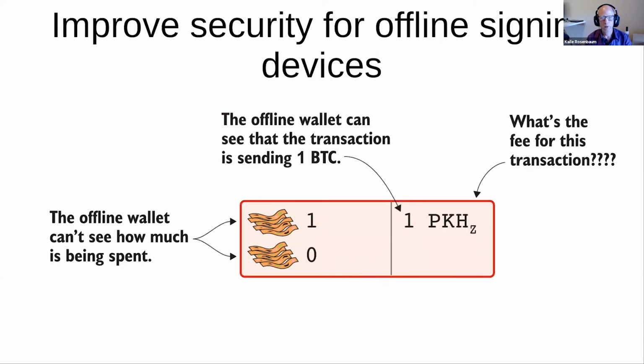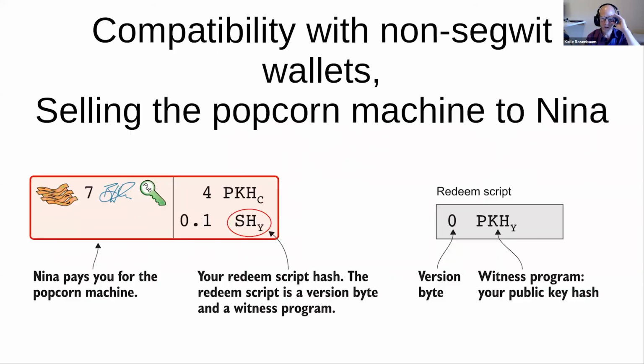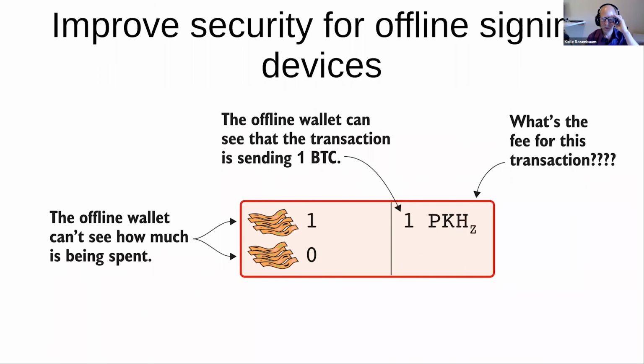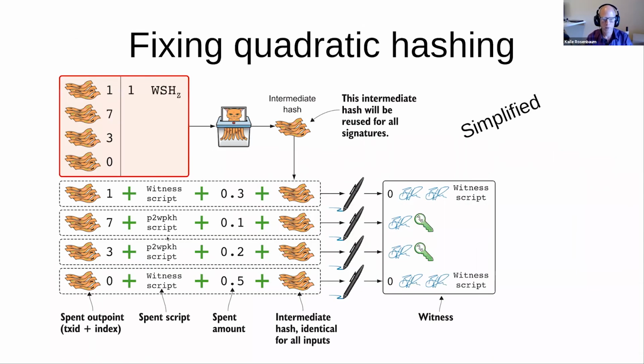And then improve security for offline signing devices. There is one more issue that we haven't mentioned yet. Notice that we add the spent amounts here. I will tell you why, because it's not obvious why we sign for the spent output values.